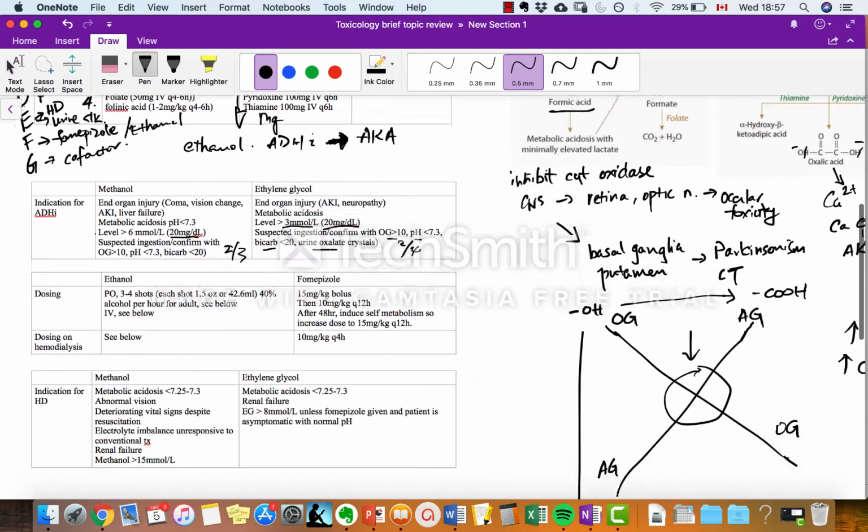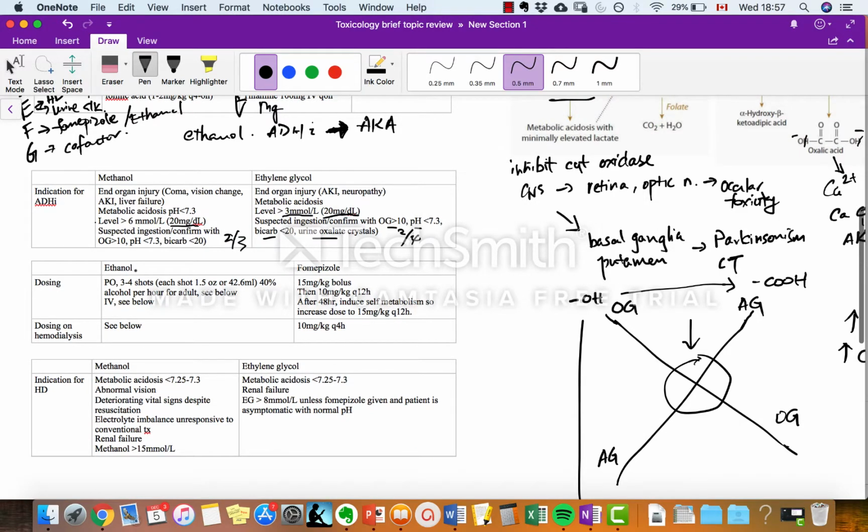And here's the dosing for ethanol and fomepizole. Fomepizole is basically a 15 milligram per kilo bolus, and that will keep you safe for 12 hours. After that, you give 10 milligram per kilo every 12 hours. And after 48 hours, because it induces self-metabolism, you've got to increase the dose to 15 per kilo every 12 hours.